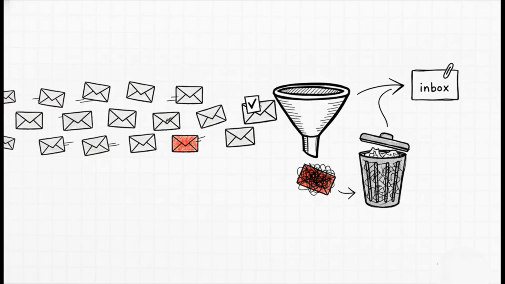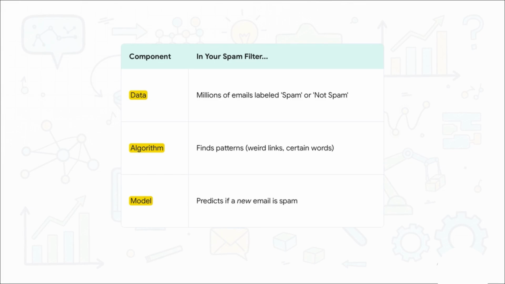First up, your email's spam filter. Have you ever stopped to wonder how it just knows that an email offering you $1 million is probably junk? Well, it's our 3-step recipe in action. The data was millions upon millions of emails that people just like you and me manually marked as spam or not spam. The algorithm then churned through all of that data to find patterns like suspicious-looking links or specific keywords that pop up all the time. The result? The model that lives in your inbox right now, predicting if each new email is junk or not.